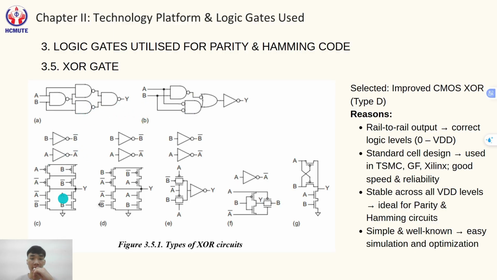Figures C and D are standard complementary CMOS XOR. They use complementary NMOS and PMOS networks. The output is rail-to-rail and stable.